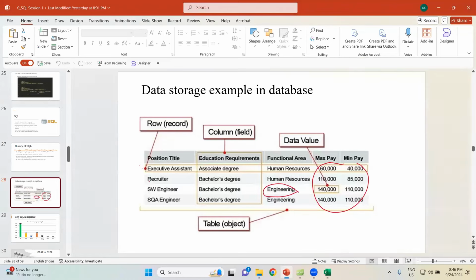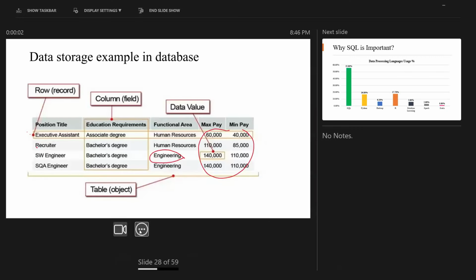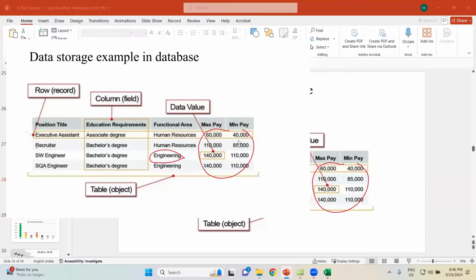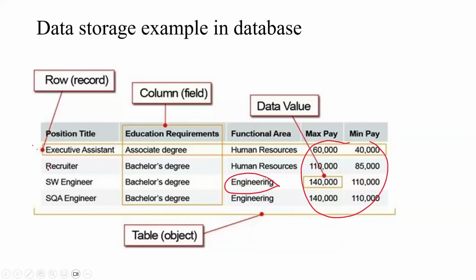Same thing I explained here also. Entire thing I call it as a row, column, particular value. It could be engineering or anything. The combination of rows and columns is called the table. Simply put, data is stored in a database in the form of tables. A table consists of values. It could be numeric, or alphabets such as characters or a category. It is a combination of rows and columns.